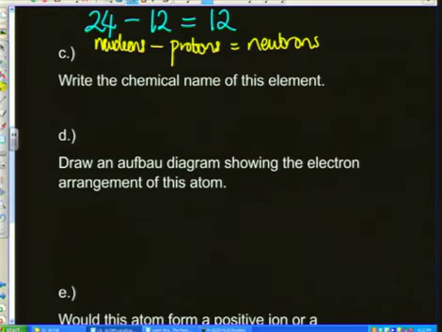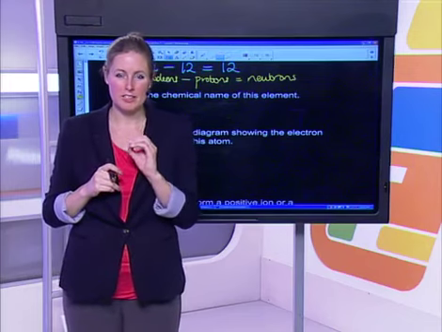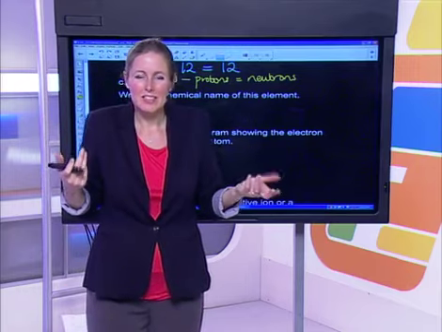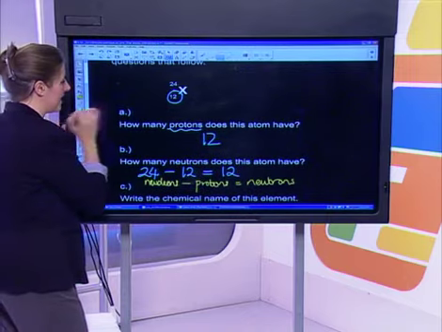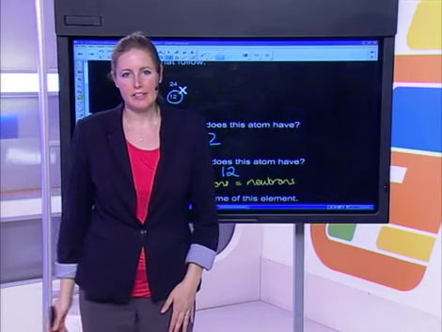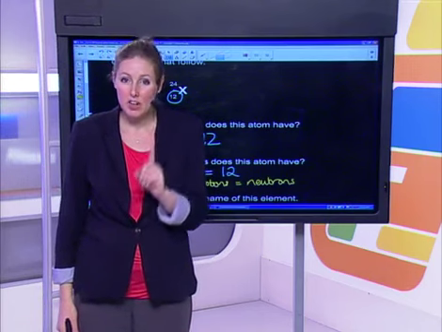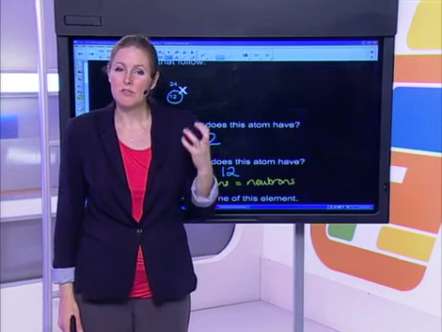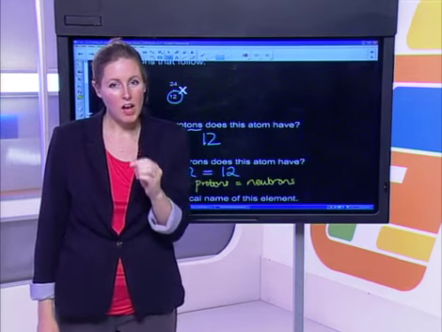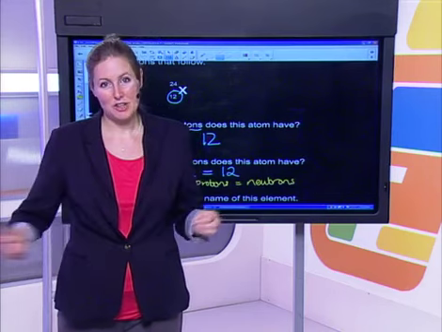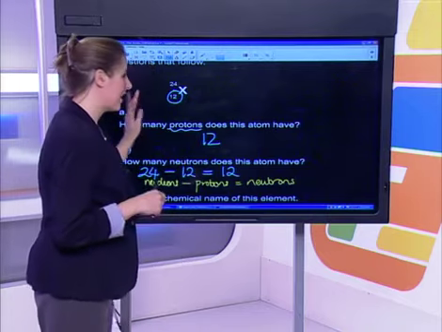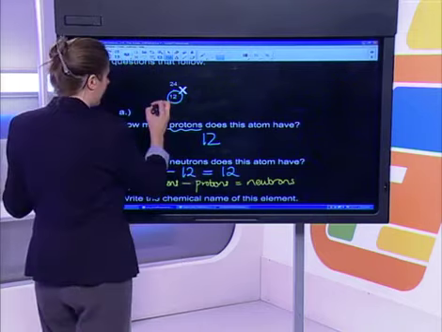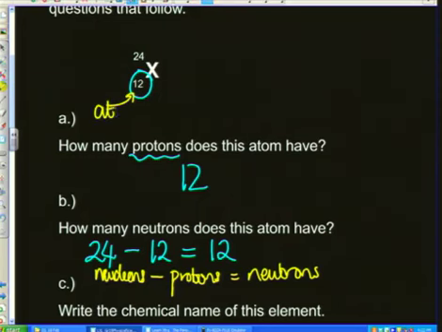Write the chemical name for this element. Okay, so now we've got to go across to our periodic table. And how are we going to find it? Well, we've been given quite a lot of information. Can I come across here and say, let me go find 24 on the periodic table? Not necessarily, because that is not a definitive for any specific element. Rather, it could be an isotope, and it might not be directly on the periodic table. So, instead, where do we go? We go to this number, the atomic number.